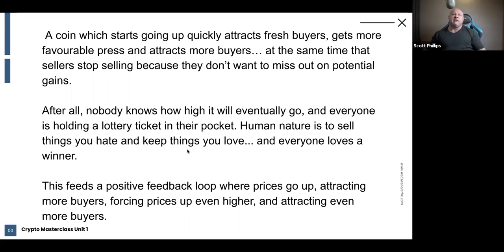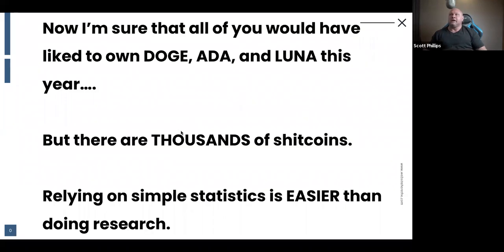And this feeds a positive feedback loop. So this is how it works. Prices go up, they attract more buyers, forcing prices up even higher. As it starts to go up, the people who own it think, I'm not selling that. That's going to the moon, Lambos, bro, Lambos. It attracts even more buyers, starts getting more press. And it creates a self-fulfilling and self-defeating wave up.